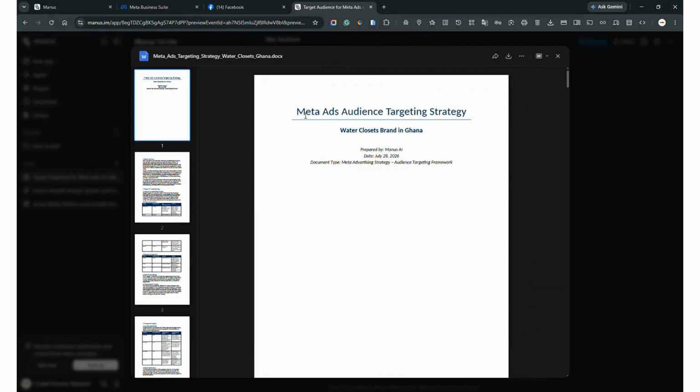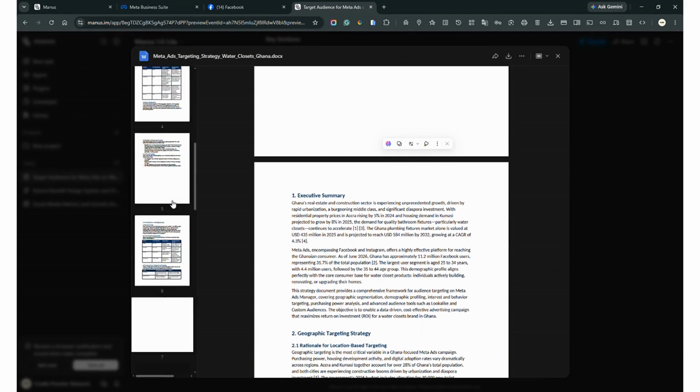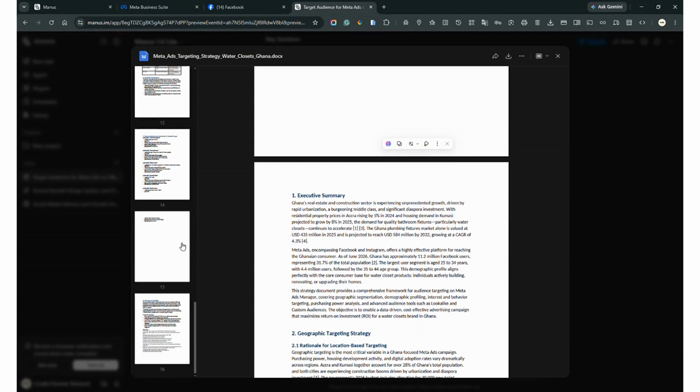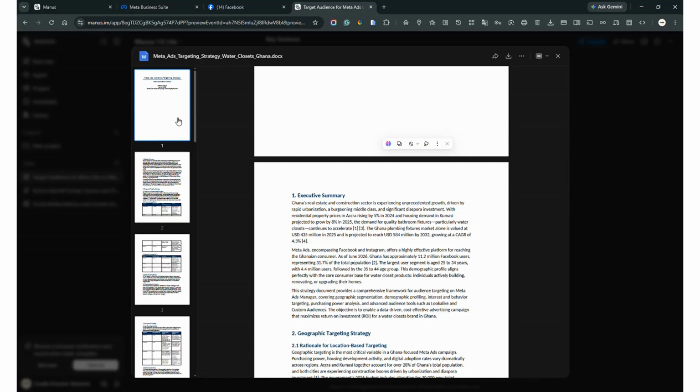And so we can see Meta ad audience targeting strategy, for a closet brand in Ghana, and so forth. So let's see how many pages do we have? We have about up to 16 pages. So now what do we see here?